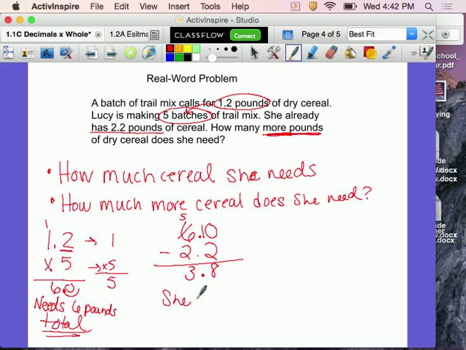So she needs 3 8/10 pounds of, oops, I forgot more. See, that was the key word. Let me erase here. She needs 3.8 more pounds of cereal. So watch out for those problems that are multi-step. Think about what you need to know first before you just go straight for that answer.